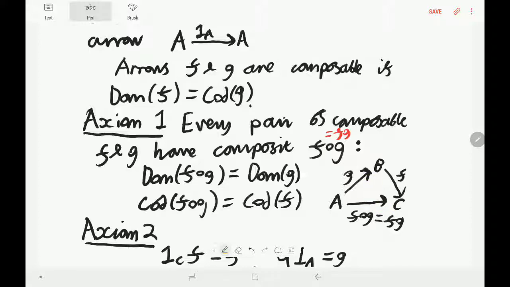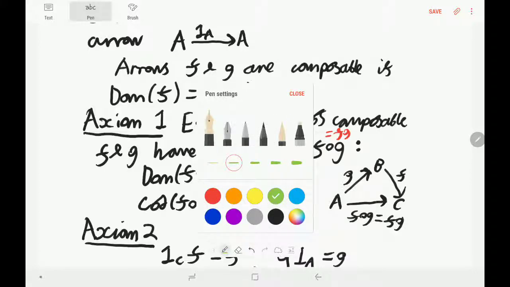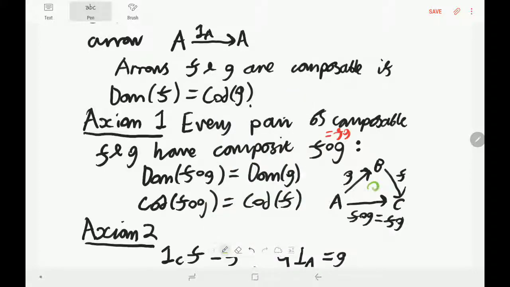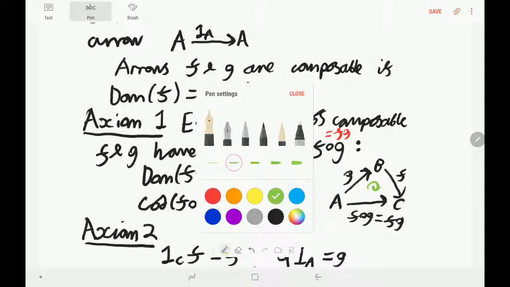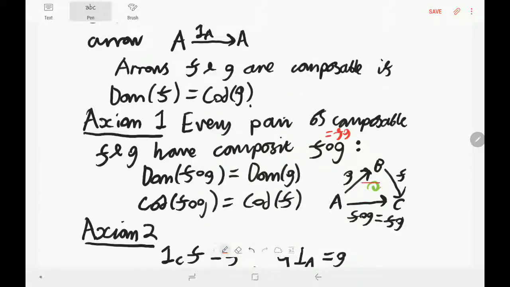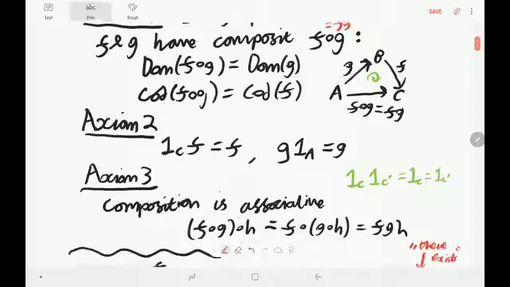Okay, and this diagram commutes, in the sense that the arrows around this region give the same result. So going along here and then here gives the same result as going along here. Sometimes I'll denote that with a little green loop like this.